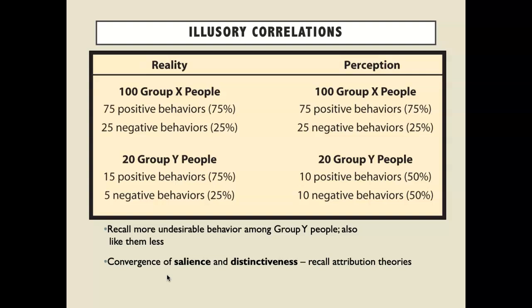Okay, they capture more attention. So when we put these two kinds of things together, the negative behaviors by the group Y people stand out, and they tend to dominate the perception and the impressions that we form of them. Okay, so there's this illusory correlation that's formed, even though there is no relationship between positivity and group.